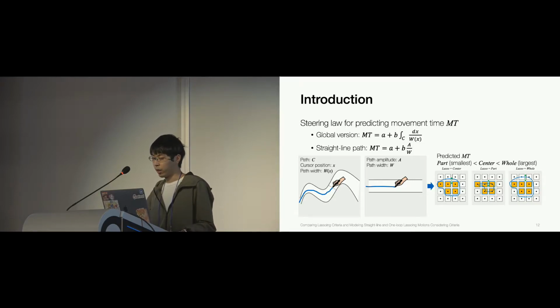Here, we introduce a model for predicting the movement time of path stroke. The model is called steering law. Simply speaking, the steering law shows the movement time depends on the path amplitude and width. So, based on the steering law, because only the path amplitude on each criterion changes, the predicted movement time for path criterion may be shortest.